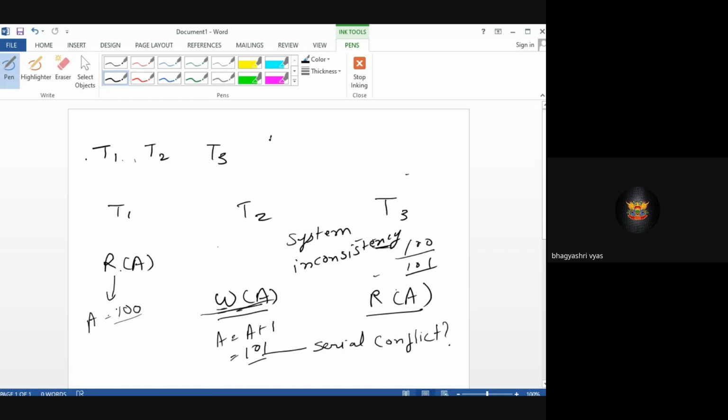Inconsistency means if the actual value is 100, user 1 is seeing 99 and user 2 is checking that value as 101. So these values are not proper, because I have the value 100, right? So this is the meaning of inconsistency in terms of DBMS.